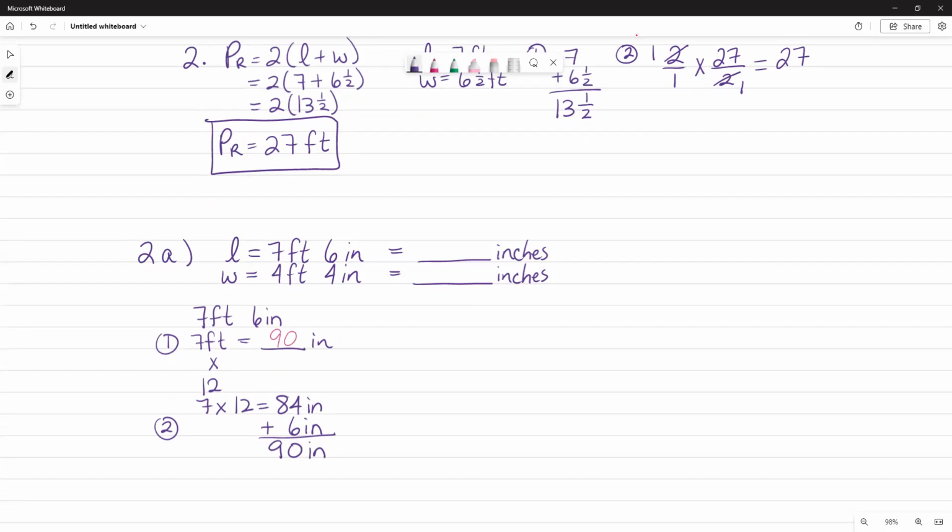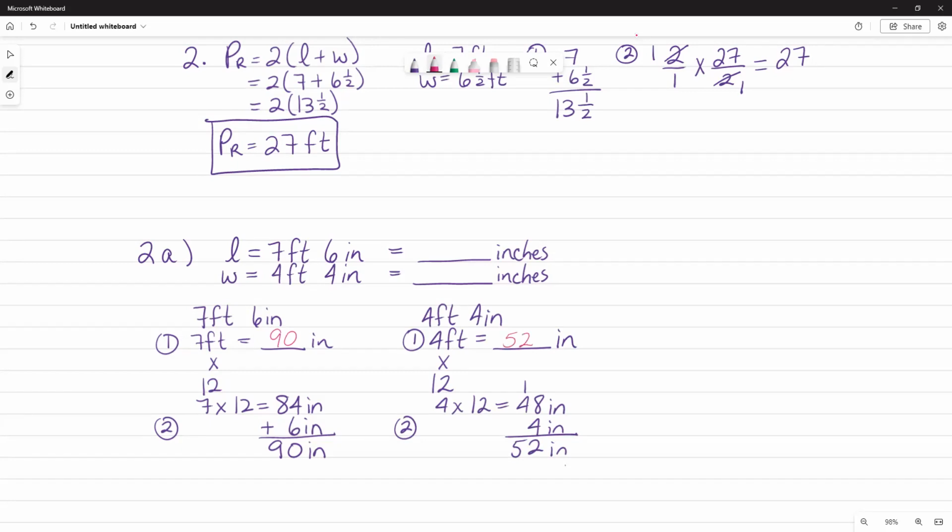All right, let's do the other one, the width now. So that was the length. So the width of 4 feet, 4 inches. So my first step, I've got to convert those 4 feet to some unknown amount of inches. As always, we multiply. We're going to multiply times 12 because that's our conversion rate. So 4 times 12 is 48. So 48 inches. And then step 2, we add that last 4 inches. And we get 8 plus 4 is 12, carry my 1, 52 inches.